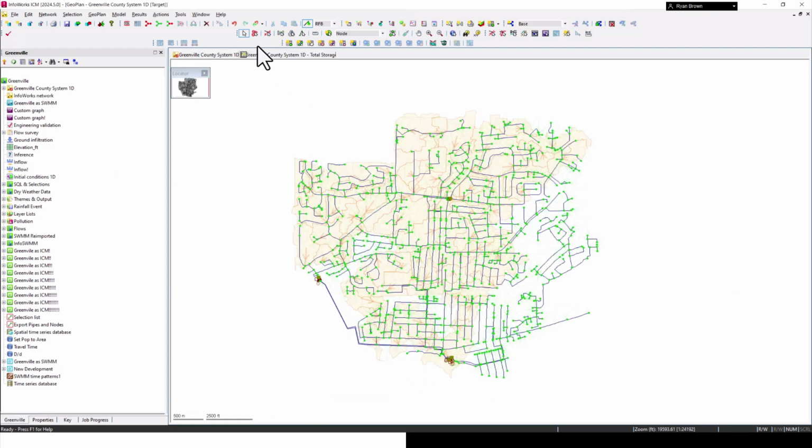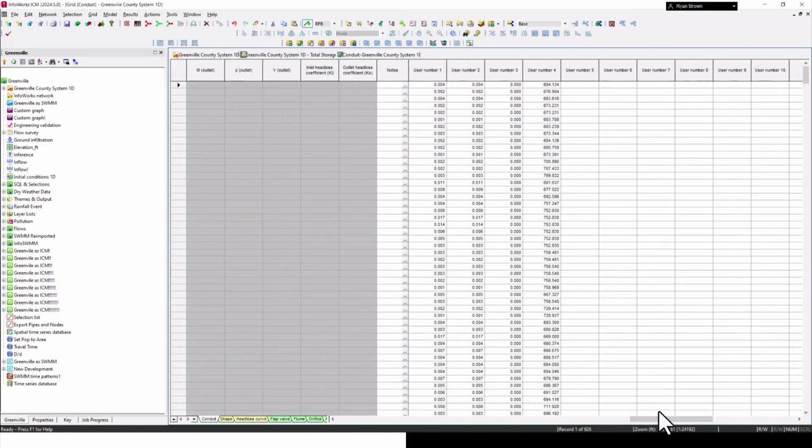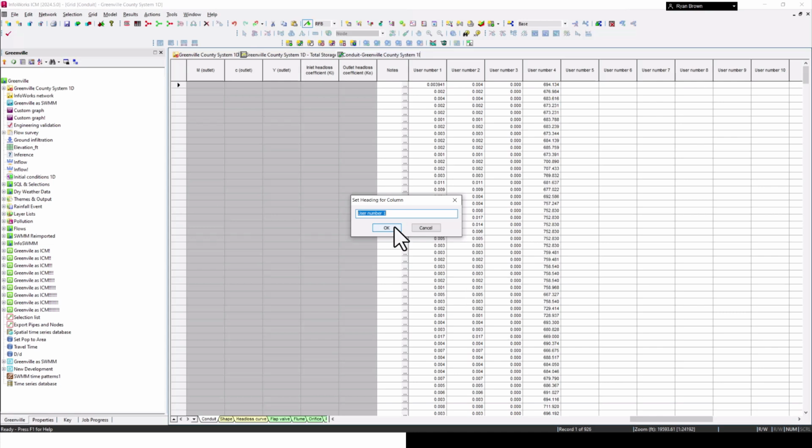If I go back to my network and pull up the links window, I can scroll over to the right side here. And again, with the user numbers, I have those populated with the total storage, the live storage, the dead storage, as well as the outfall, the drainage level that it would get to if you were tracing through there. If you don't want to forget what these columns mean, we can click up here at the top and then set the heading for this column. So I can say total storage and then do that for the rest of them. All right, so now we've got everything labeled here.